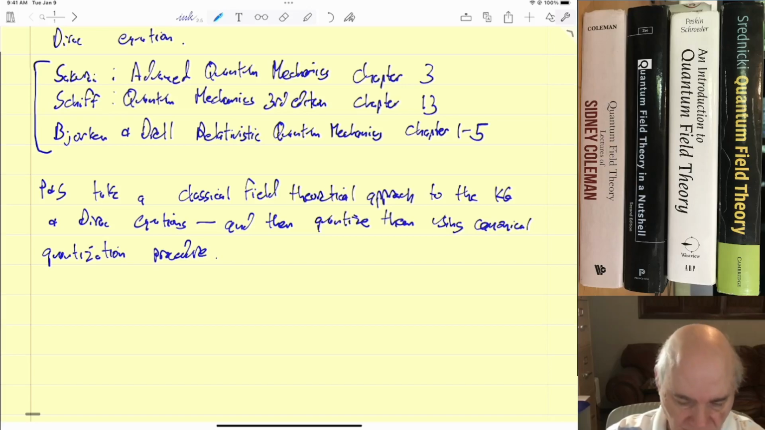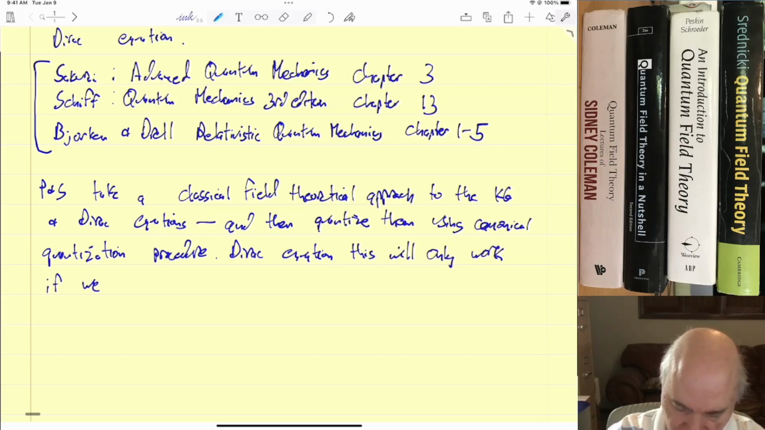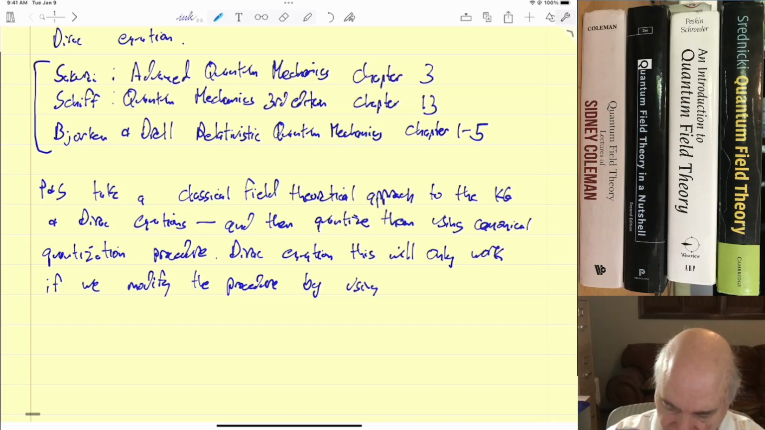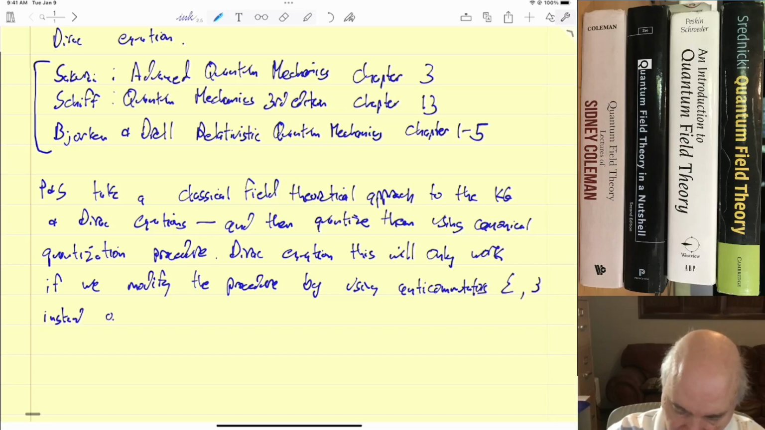For the Dirac equation, we'll find out that this will only work if we modify the procedure by using anti-commutators for the fields instead of commutators.